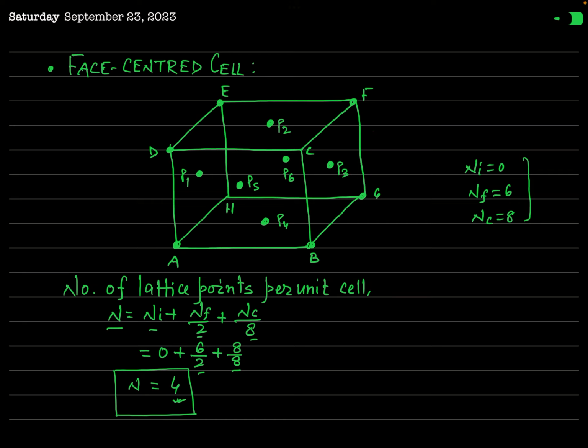So the face-centered unit cell is the most dense cell, and the primitive unit cell is the rarest. So I think you have clearly understood what a unit cell is, how many types of unit cells there are, how we select a unit cell, how they are characterized, and how we can find the number of lattice points in a unit cell. So this is all about the unit cell in this present lecture.